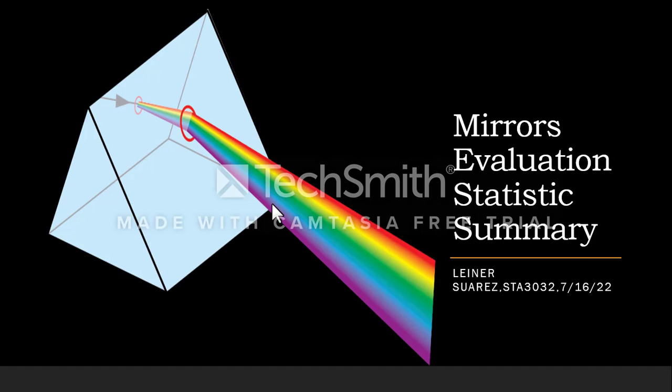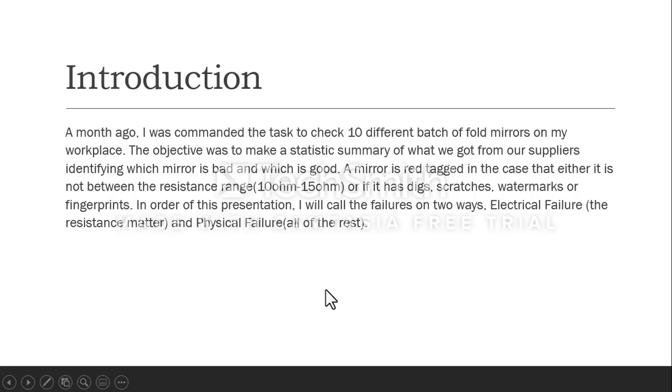Okay, this is my presentation for the statistics summary of the mirror evaluation. This was a task that was given to me in my workplace, to make a summary about some batches of mirrors that we receive. They will fail because of two main reasons: resistance range and scratch, watermark, or fingerprint.